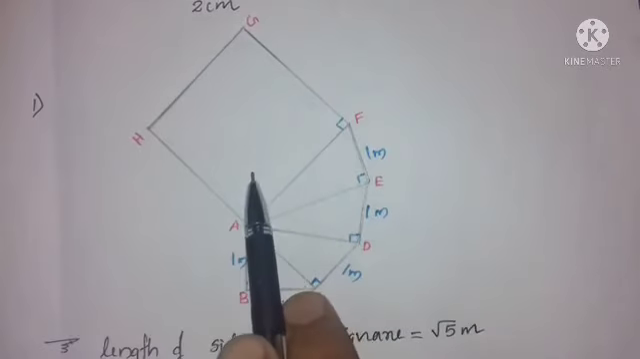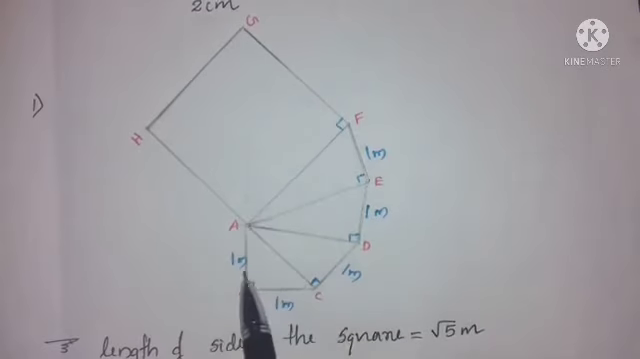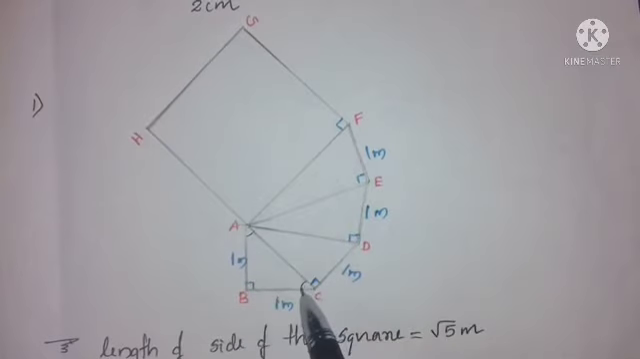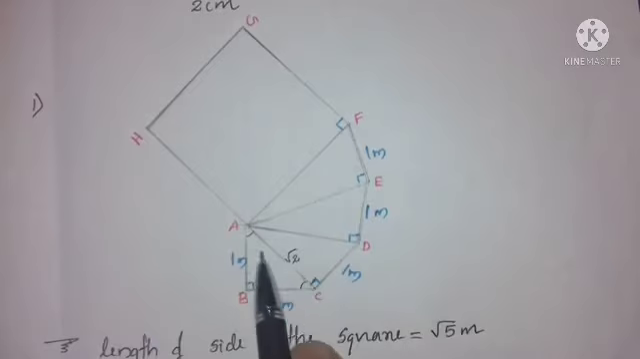Let us consider first the triangle ABC with sides 1 meter. B is 90 degree, then A and C are 45 degree. It is an isosceles triangle. Then the hypotenuse will be root 2.